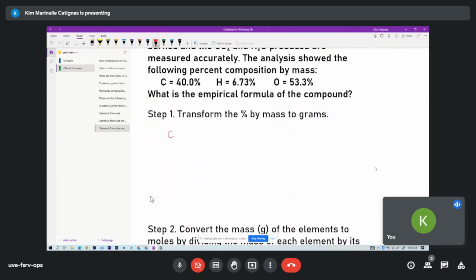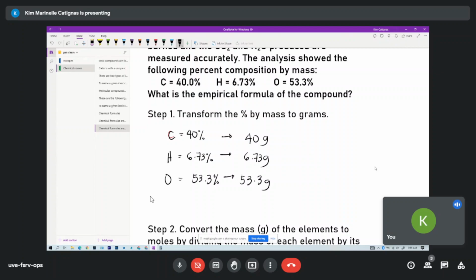Okay. So, let's write here, carbon has 40%. So, if we are going to transform this to grams, we are just going to write 40 grams. Okay? How about hydrogen? Hydrogen has 6.73%. So, kapag ginawa natin grams, edi 6.73 grams. Ang oxygen naman is 53.3%. So, we are going to get 53.3 grams. So, ganun na kadali mag-transform ng percent by mass to grams.